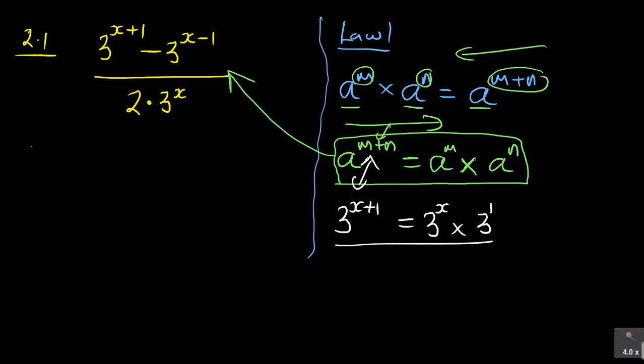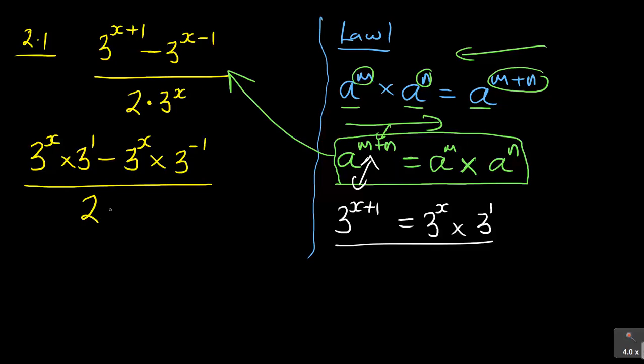So what I will have here will be 3 to the exponent x times 3 to the exponent 1, minus again 3 to the exponent x times 3 to the exponent negative 1, over 2 dot 3 to the power of x. Why was I doing that? I was doing that so that you can see 3 to the exponent x, 3 to the exponent x, becomes common. Then I can factorize it out.